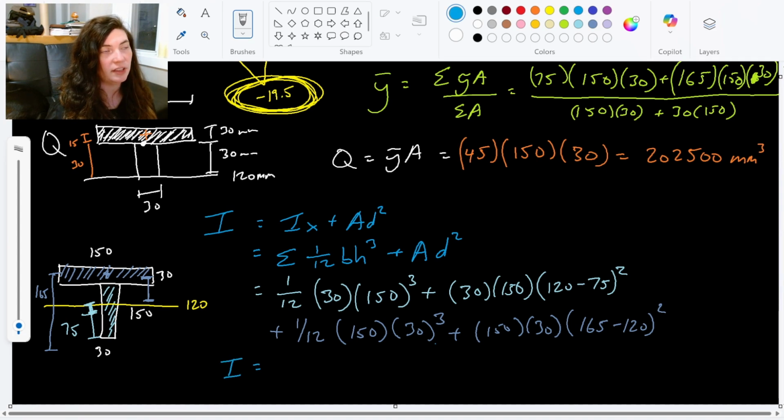Again, I left everything in its millimeter form, so the answer I'm going to get is going to be in millimeters to the fourth. So I get 2.7 times 10 to the seventh millimeters to the fourth.